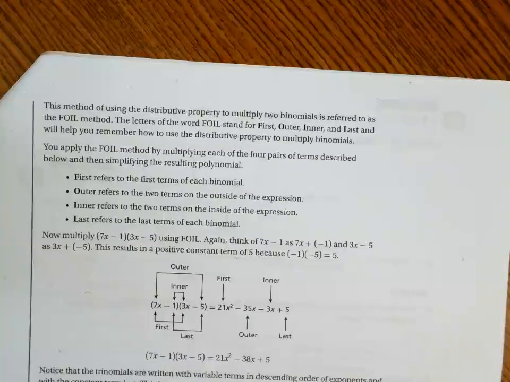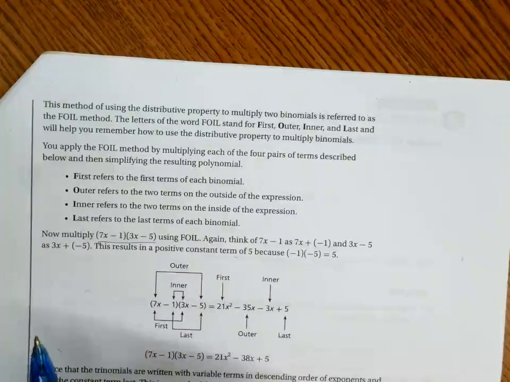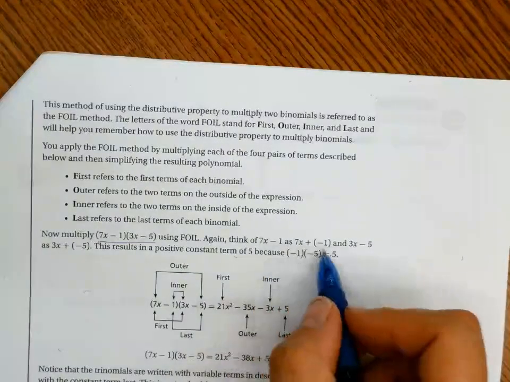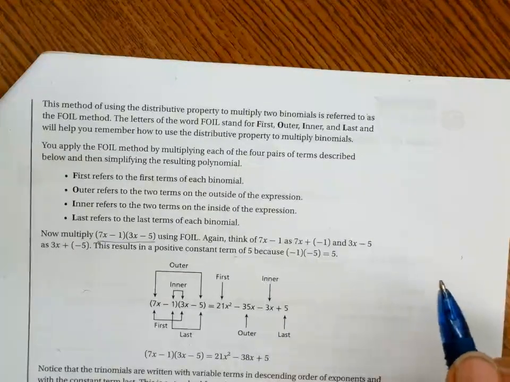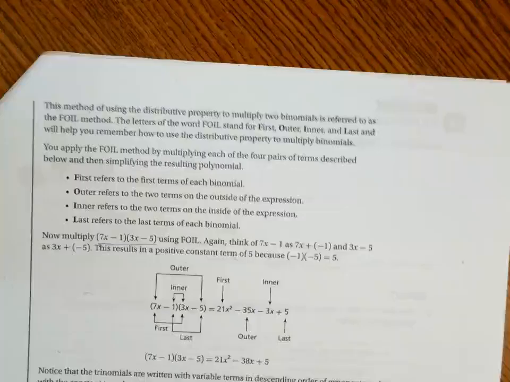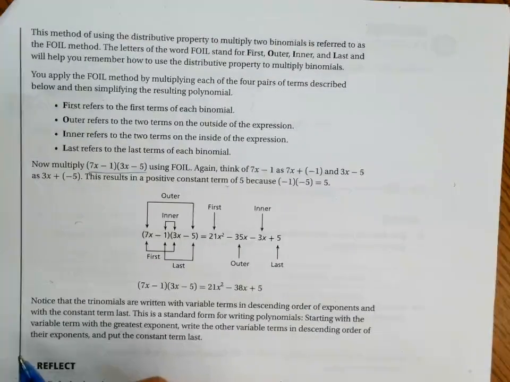Now multiply 7x minus 1 times 3x minus 5 using FOIL. Again, think of 7x minus 1 as 7x plus negative 1, and 3x minus 5 as 3x plus negative 5. This results in a positive constant term of 5 because negative 1 times negative 5 is positive 5. Notice that the trinomials are written with the variable terms in descending order of exponents and with the constant term last. This is standard form for writing polynomials: start with the variable term with the greatest exponent, write the other variable terms in descending order of their exponents, and put the constant term last.